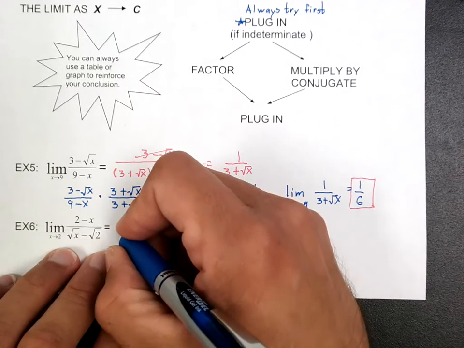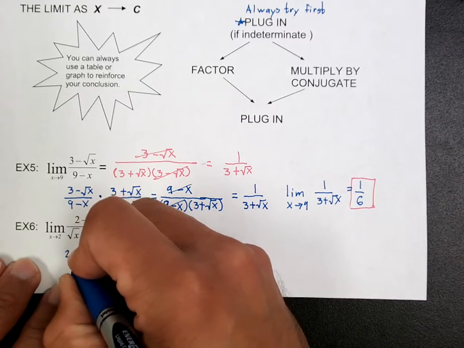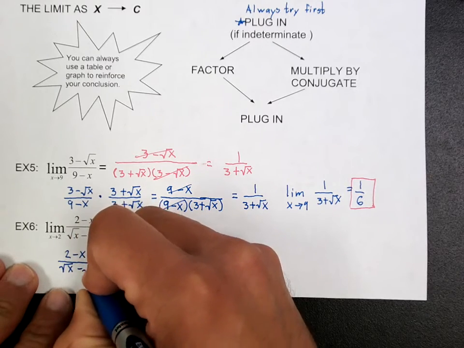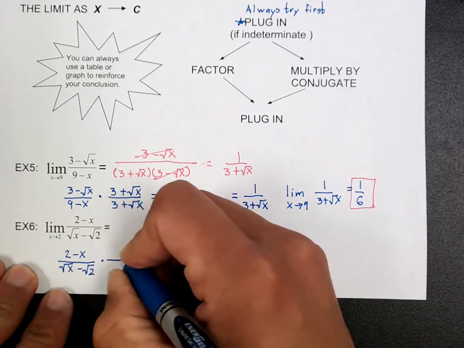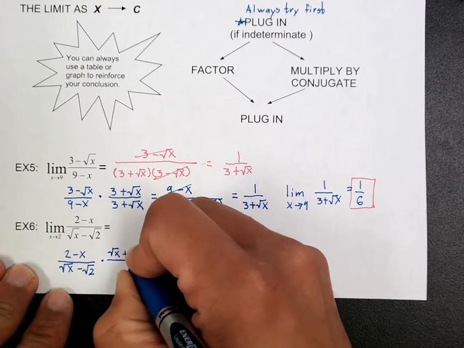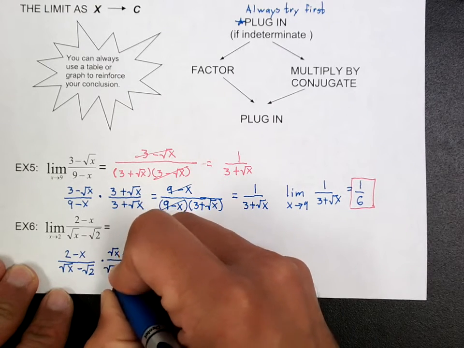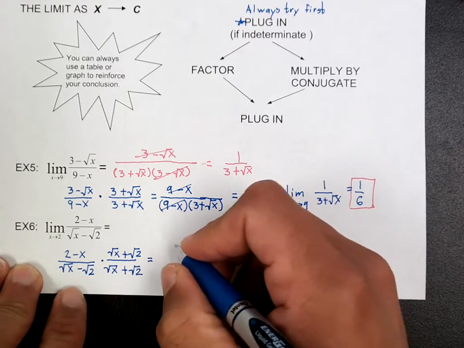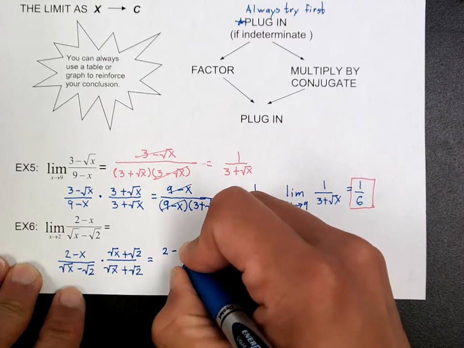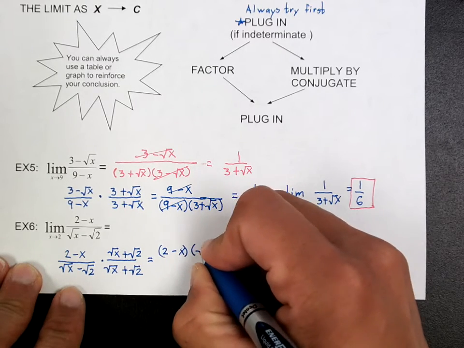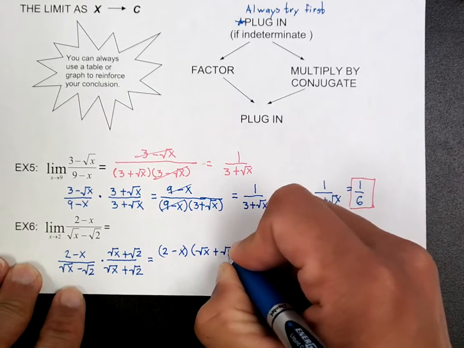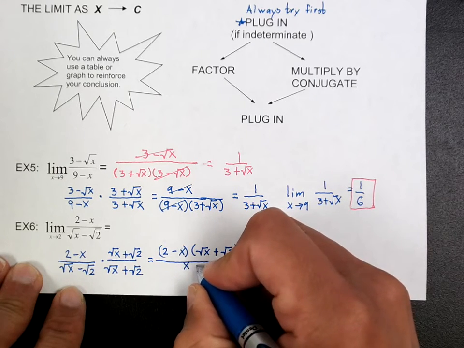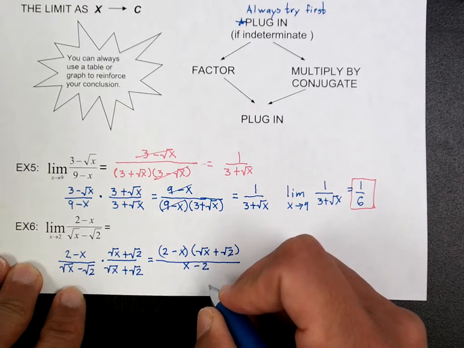Okay. So let me see. I have 2 minus x over square root of x minus the square root of 2. I'm going to multiply top and bottom by the square root of x plus the square root of 2. Okay. Now on this side, I'm just going to have 2 minus x times the square root of x plus the square root of 2 over, on this side I'm going to have x minus 2. Okay?